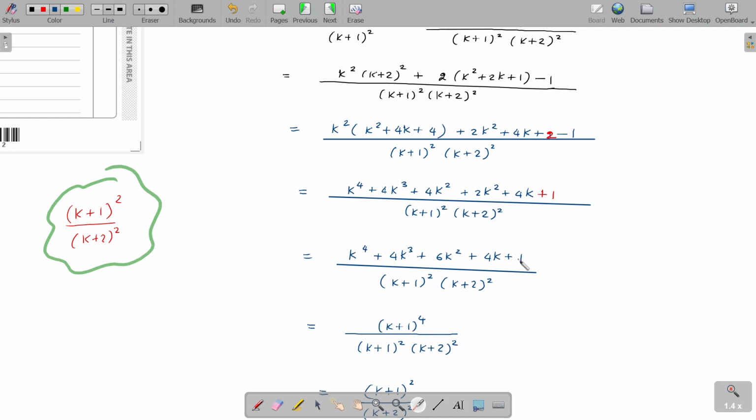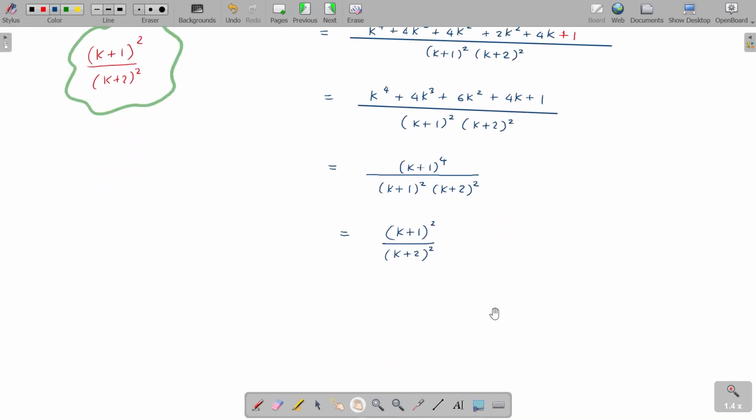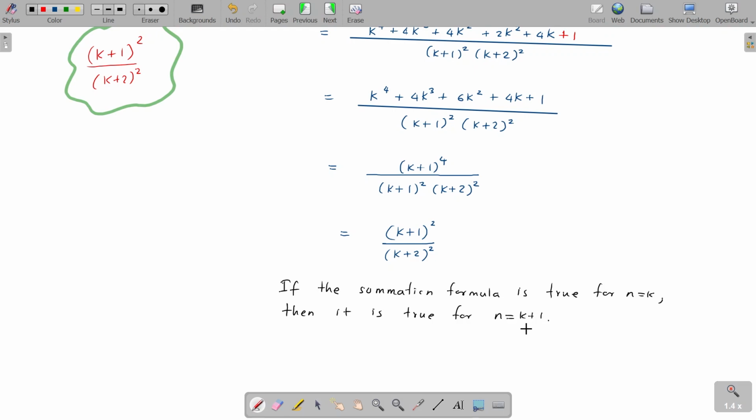So now make sure you give the conclusion, because you get 1 mark for the conclusion. So you can say, if the summation formula is true for n equals k, then it is true, right? We showed it is true for what? Then it is true for n equals k plus 1, right? So we assume the summation formula is true for n equal k, and it is true for n equal k plus 1.